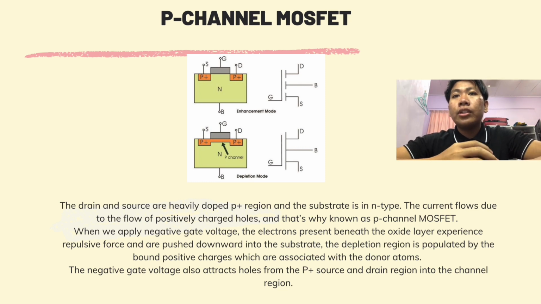In the P-channel MOSFET, the drain and source are heavily doped P-plus regions and the substrate is N-type. The current flows due to the flow of positively charged holes, and that's why it is known as a P-channel MOSFET. When we apply a negative gate voltage, the electrons present beneath the oxide layer experience a repulsive force and are pushed downwards into the substrate. The depletion region is populated by the bound positive charges which are associated with the donor atoms. The negative gate voltage also attracts holes from the P-plus source and drain regions into the channel region.